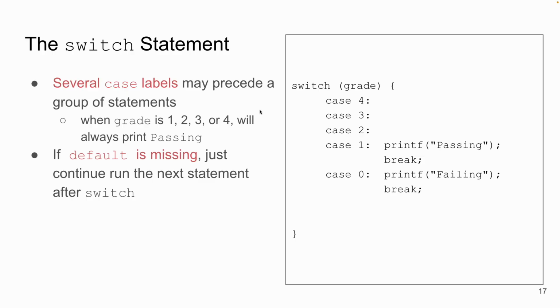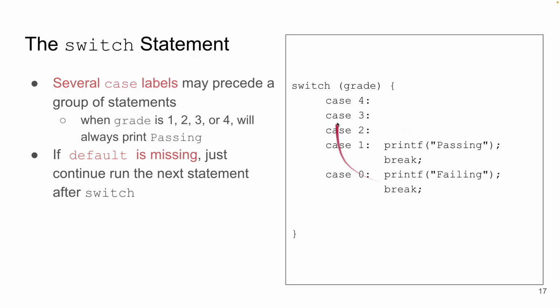So another thing we can do with the switch statement is that we can also use it like this. We can have several case labels all together, and they can precede the same group of statements. In this case, what I want to do is that if the student has a grade from 1 to 4, then I want to print the message passing.